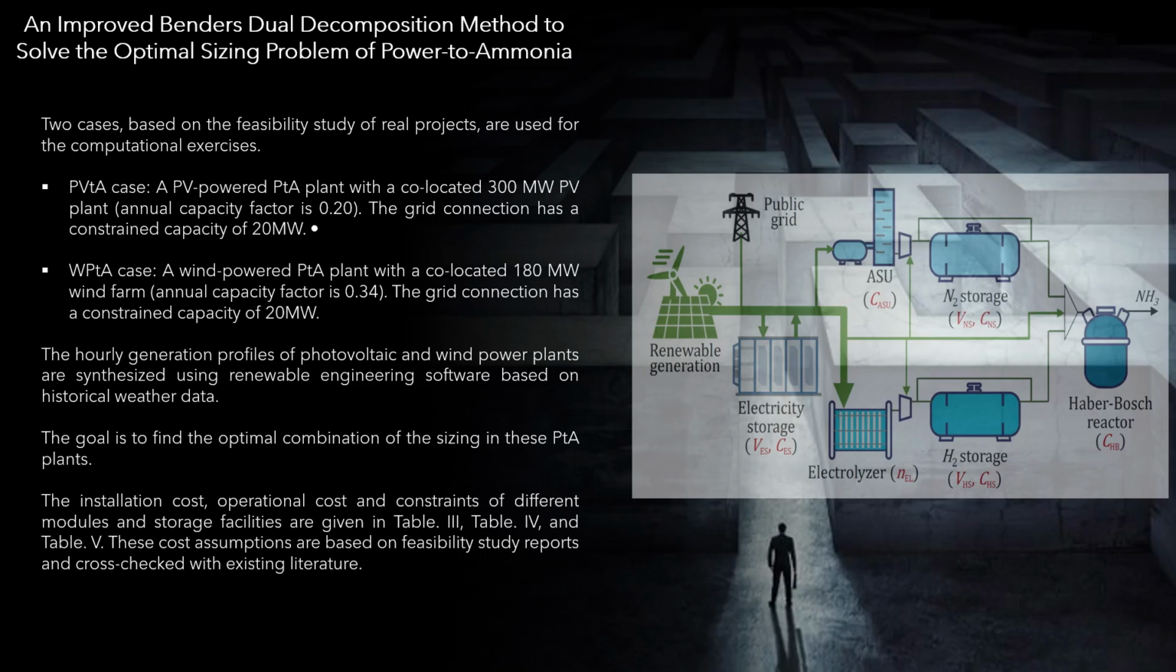The installation cost, operational cost and constraints of different modules and storage facilities are given in Table 3, Table 4, and Table 5. These cost assumptions are based on feasibility study reports and cross-checked with existing literature.